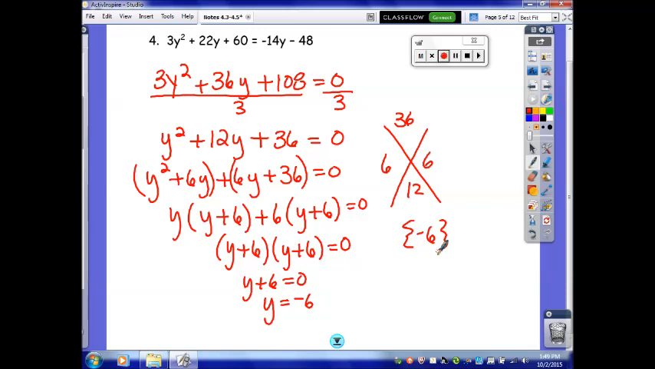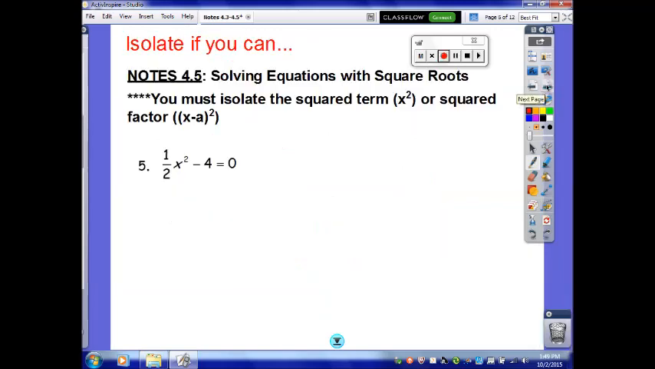Next, what we're going to look at is solving equations with square roots. Here you notice that we just have an x squared term in this problem. So instead of factoring, I'm going to isolate that x squared term. Keep in mind that I still have 2 answers that I'm looking for because it's a squared equation. So I want to isolate the x squared. I have 1/2 x squared. I'm going to add 4, then multiply by 2 and get 8.